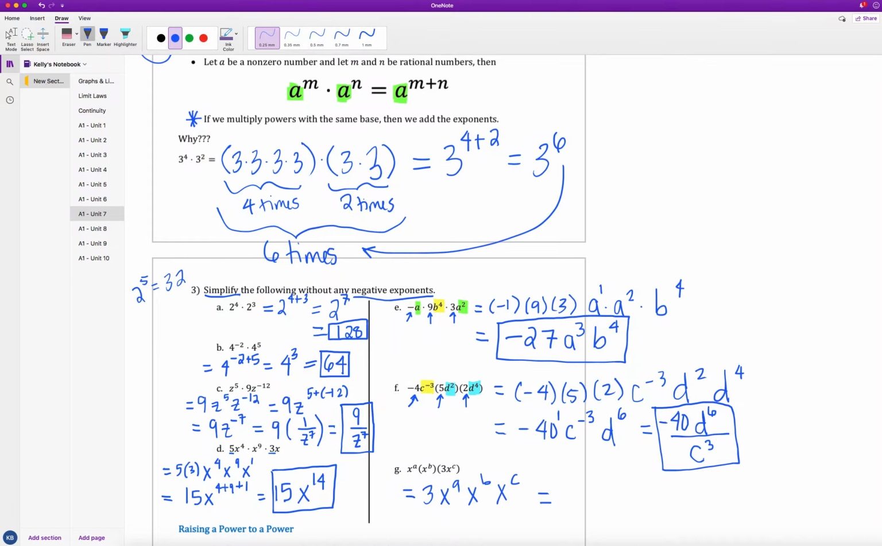But that's okay. We can treat this the same as any other problem. What I'm looking at is to see if my bases are the same. Well, in each one of these, I have an x as my base, so I can combine these together, and this will become x to the a plus b plus c, which, because I don't know what a, b, and c are, I can't combine more than that, but I can write it with one base. And we are done with that one.